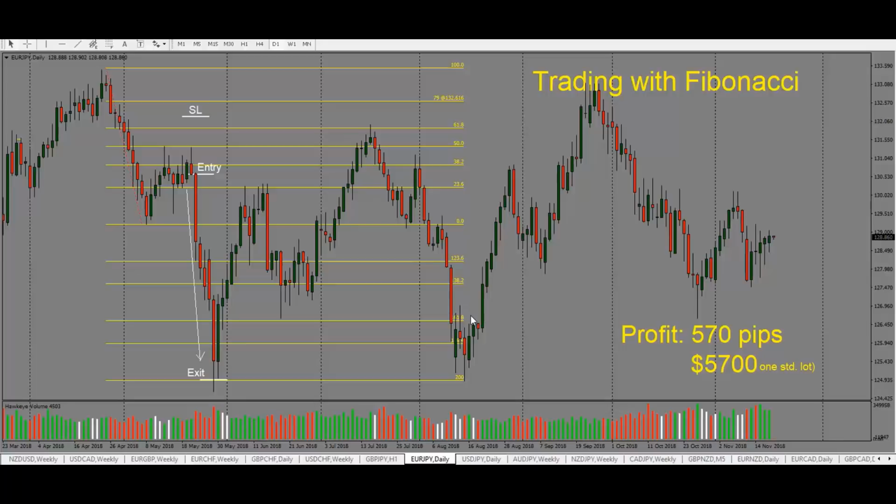and finally price goes through the different levels here, different extension levels for Fibonacci, and finally gets into the 200, tries to go below it but fails. So this is a good place for us to exit the trade, or you can just keep trailing your stop, and at some point it will take you out with a profit. So from entry to exit here, we have 570 pips in our trade. So our profit is $5,700 if trading 1 standard lot.